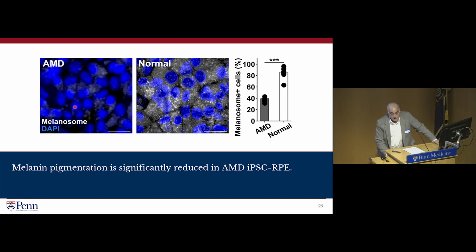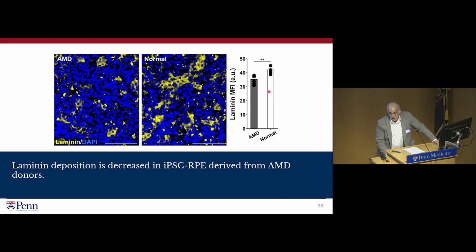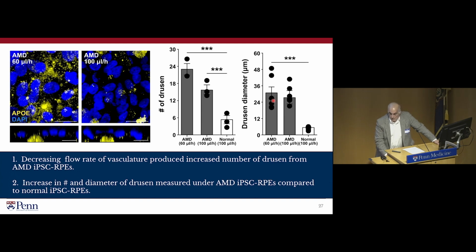And dramatically, the melanin content was significantly different in the RPE derived from the AMD donor versus the normal donor. It was really decreased. And so was laminin content. Laminin from the AMD donor was much less than the normal. And when we looked at the number of drusen, the AMD donor, as you might expect, had much more drusen frequency than the normal, and the diameter was also much larger.